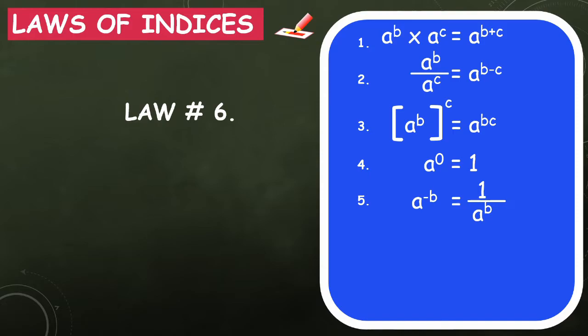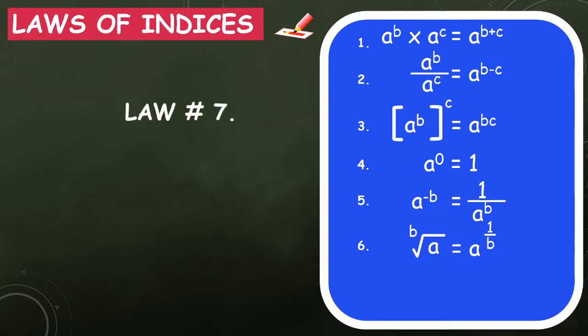Law number 6. An index with a root is an index with a fraction power. So the root b of a equals a to the power of 1 over b. Let's look at some examples. Square root of 8 equals 8 to the power of half. Cube root of 12 equals 12 to the power of 1 over 3.